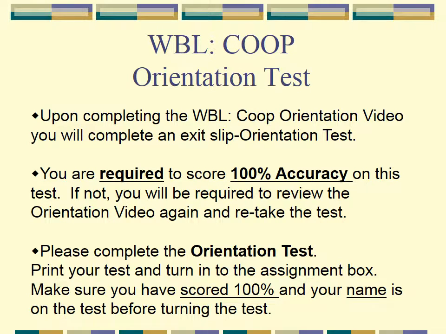The orientation test. Upon completing the cooperative education orientation video session, you will complete an exit slip orientation test. Again, as mentioned earlier, you are required to score 100% accuracy on this test. If not, you will be required to review the orientation video session again and retake the test. Please complete the orientation test, print your test, and turn in to the assignment box. Make sure you have scored 100% on the test and your name is on the test before turning it in.